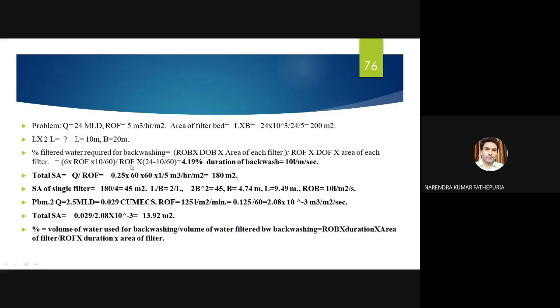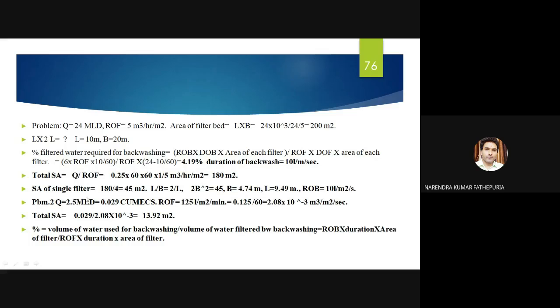6 into rate of filtration into 10 by 60, then rate of filtration multiplied with 24 minus 10 by 60. So 4.19% is the duration of backwash. Then you can convert into liter per meter per second. Total surface area is required. You will get it as Q divided by rate of filtration.